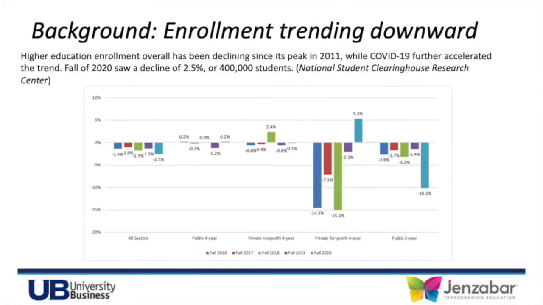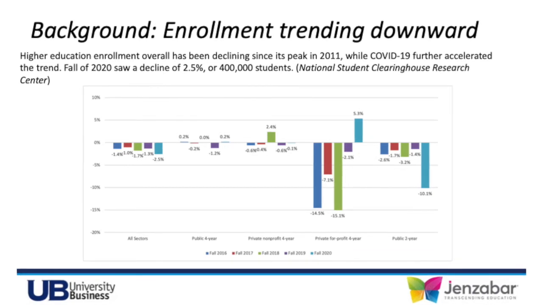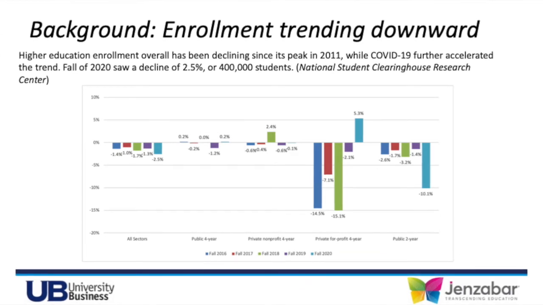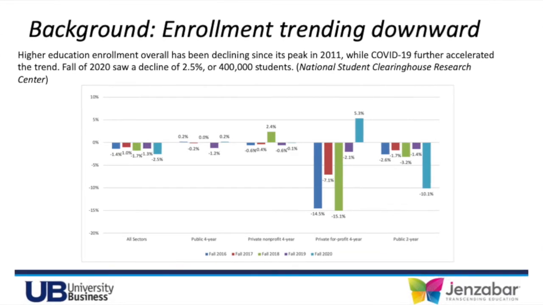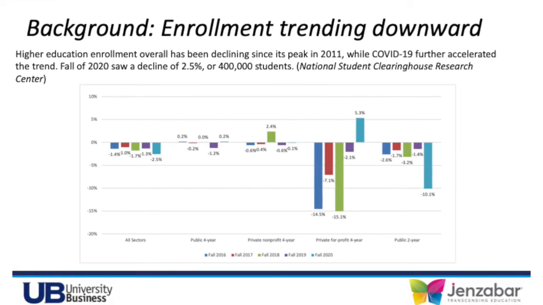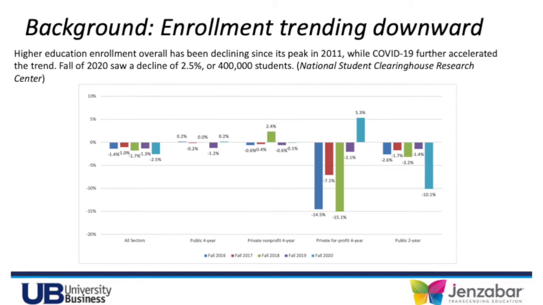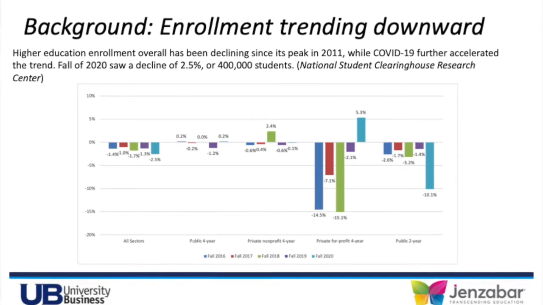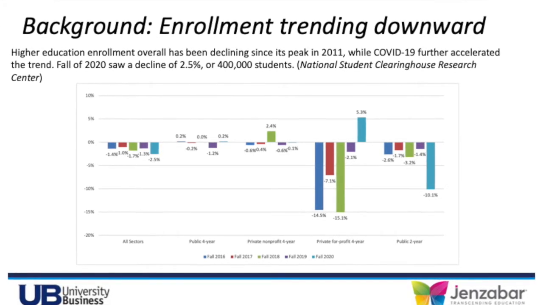Okay, so I'll just dive right in here and start off with some background before we get to the survey results. This is background about the higher ed landscape over about the last 10 years. And the first trend that we identify here is enrollment trending downward. Of course, probably not a surprise for many of you.